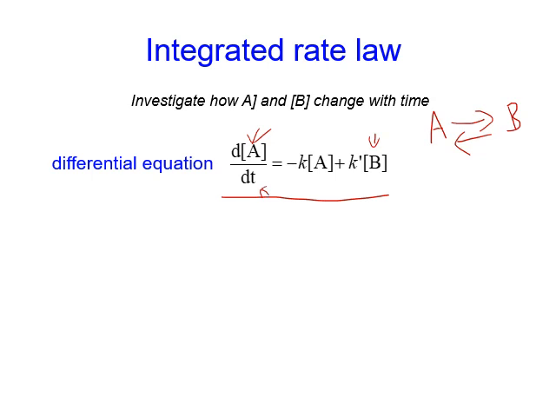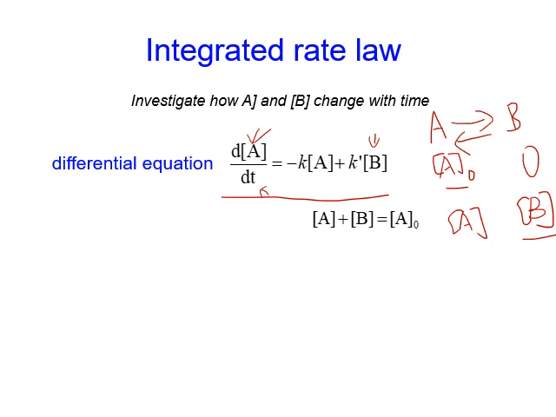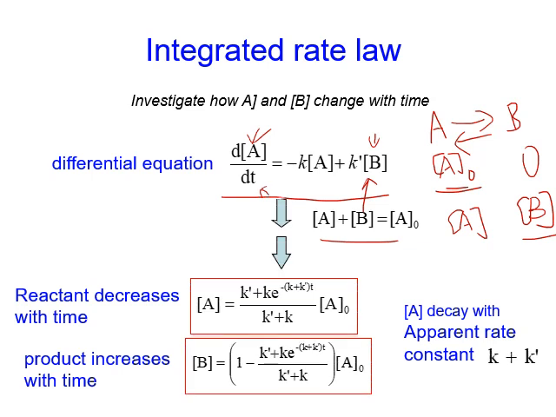If we assume at the beginning we only have A, that's the initial concentration, and no B, then at any time the concentration of A and the concentration of B that is formed, added together, should equal the initial concentration of A. If we plug that in, then we'll have only two variables. We'll skip all the steps, and these are the results.